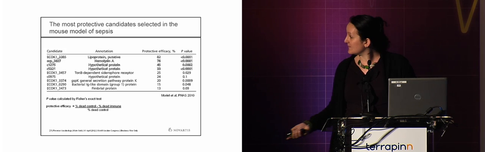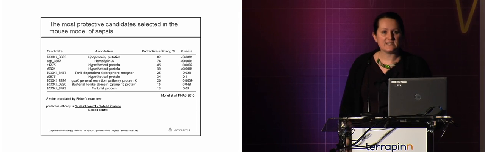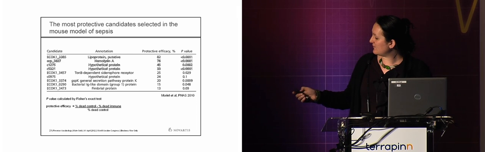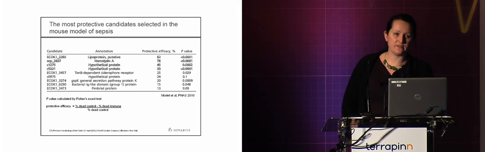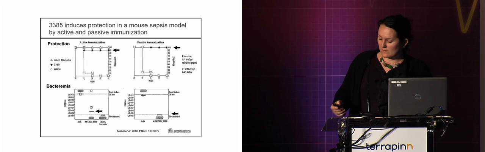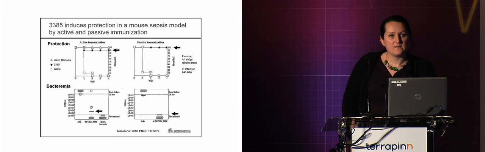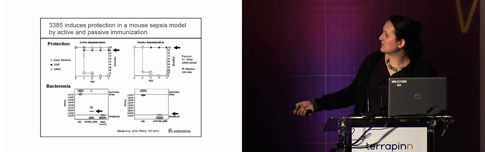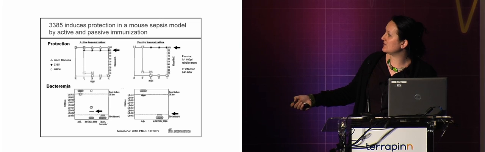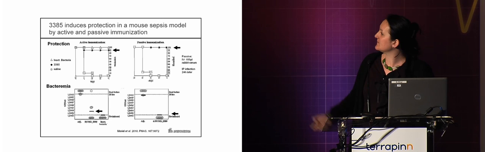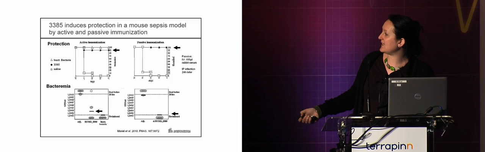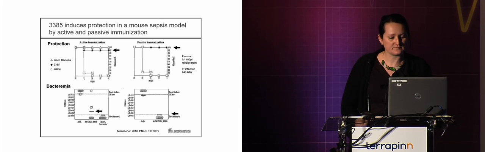And subsequently, several antigens were identified that were protective in a mouse model of sepsis. And if we look at the top candidate here, which is a putative lipoprotein, and look at its protection in the mouse model of sepsis, in the top panel we show survival, in the bottom panel, bacteremia. After both active immunization with the protein or passive immunization with sera raised to the antigen, you see 90 to 100% protection in the animals and almost complete prevention of bacteremia.